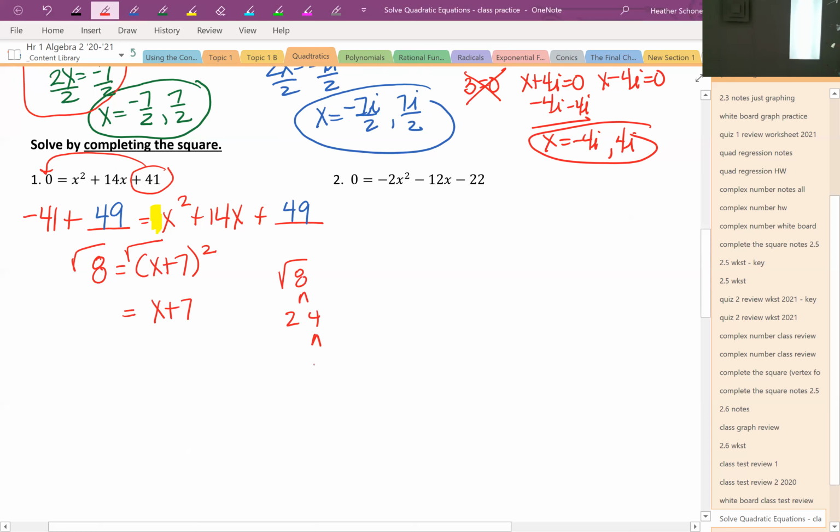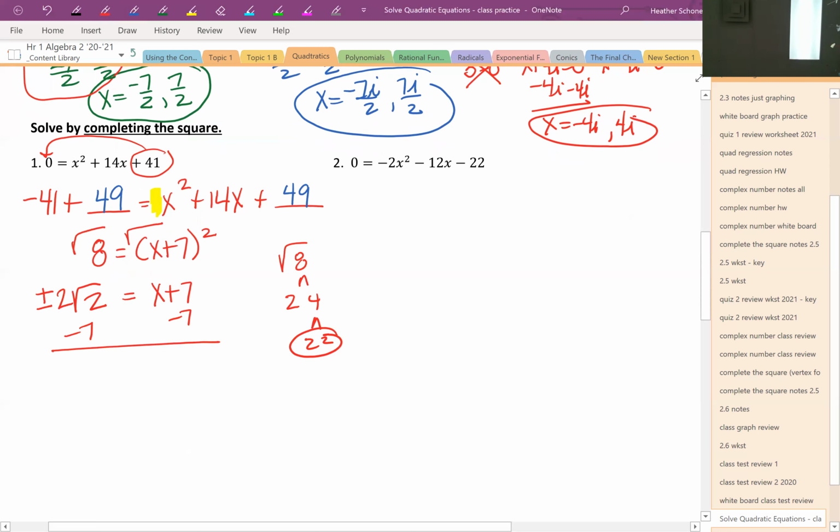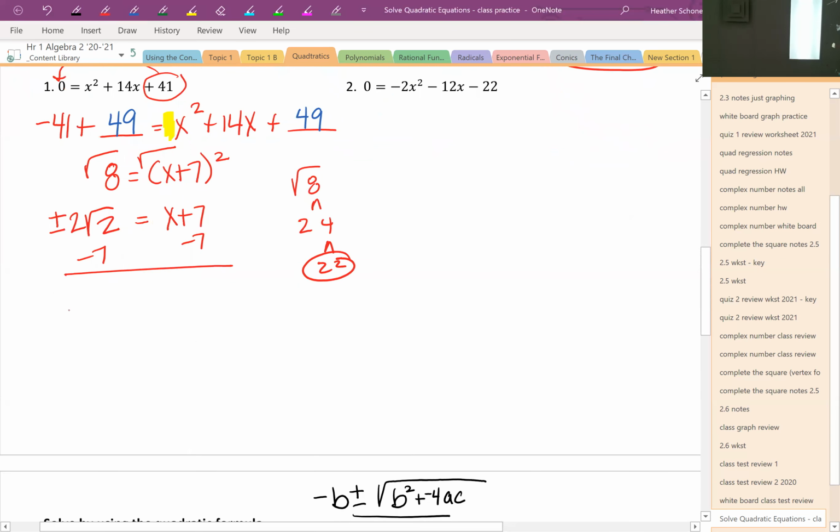So this is 2 and 4 and 2 and 2. So this is going to simplify to plus or minus 2 square root 2. To finish it off, I'm going to subtract 7 from each side to get x by itself. So when I write my answer, I always start with whatever number I added or subtracted, the 7. So I'm going to have negative 7 plus 2 square root 2 and negative 7 minus 2 square root 2.